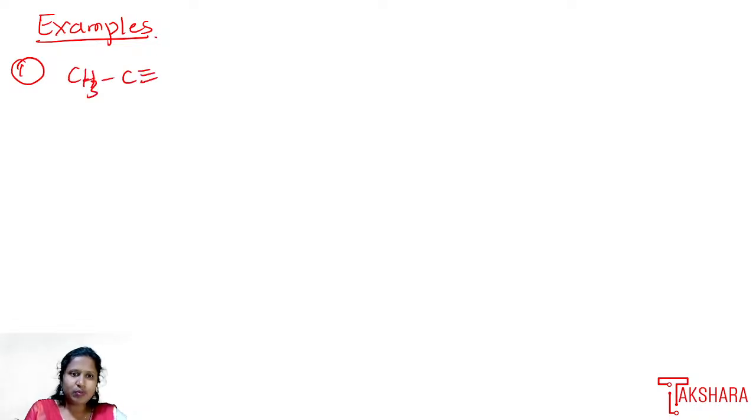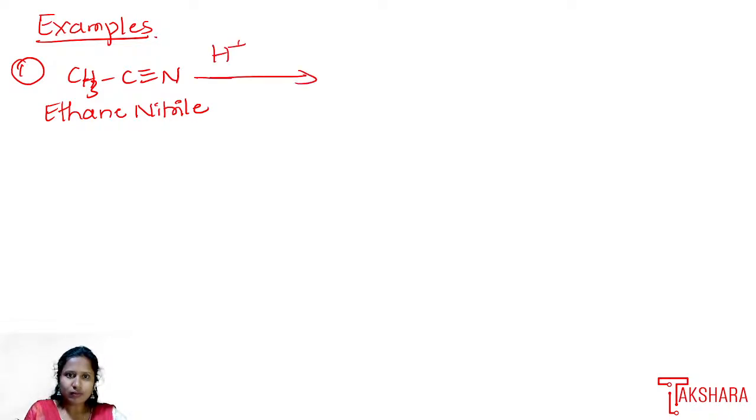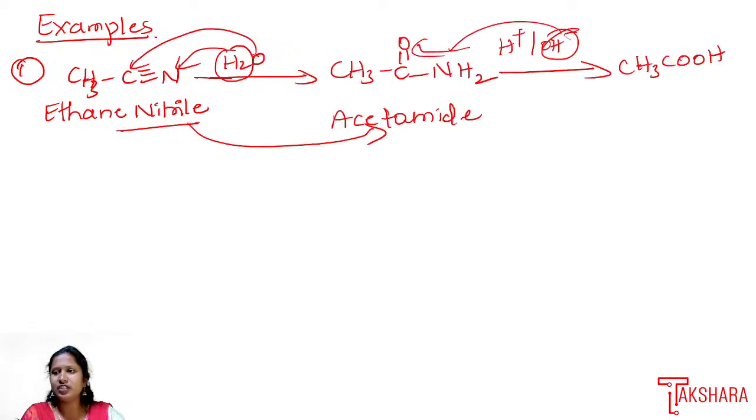Let us take some examples. First one, let us consider CH3C triple bond N. This is ethane nitrile. The product is CH3COOH, this is acetic acid. Acetic acid plus NH3 is formed.